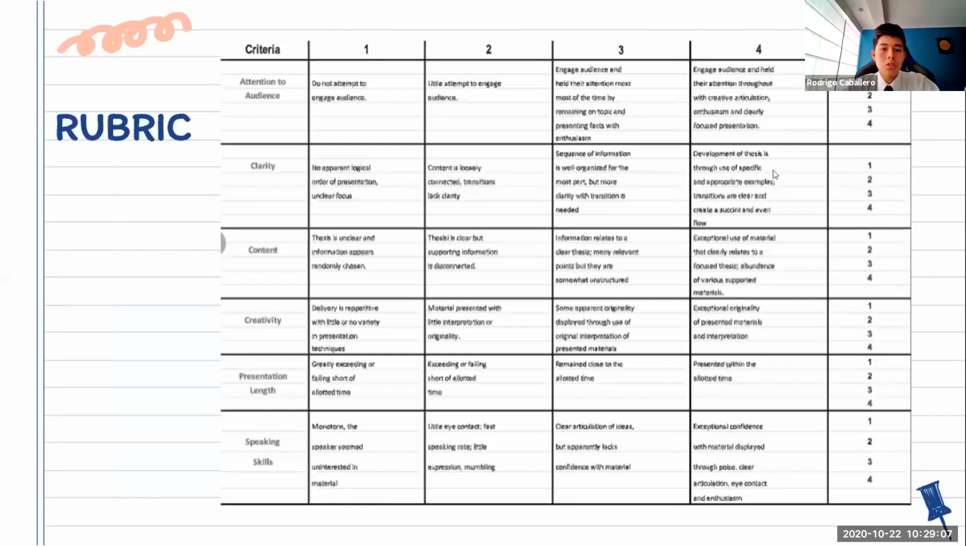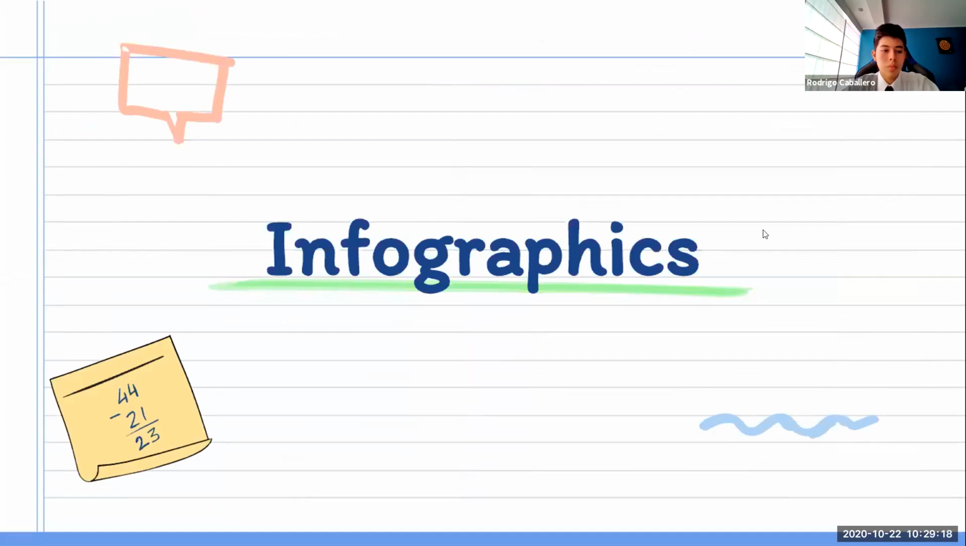This is a rubric that teachers used to grade us. We were graded by the criteria of attention to audience, clarity, content, creativity, presentation length, and our speaking skills. Now we're going to present you some of our infographics which we did during the process.